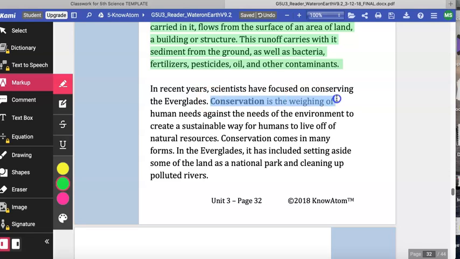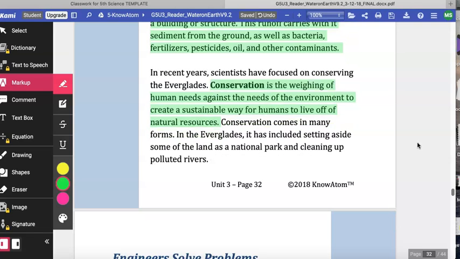In recent years, scientists have focused on conserving the Everglades. Conservation is the weighing of human needs against the needs of the environment to create a sustainable way for humans to live off of natural resources. Conservation comes in many forms. In the Everglades, it has included setting aside some of the land as a national park and cleaning up polluted rivers.